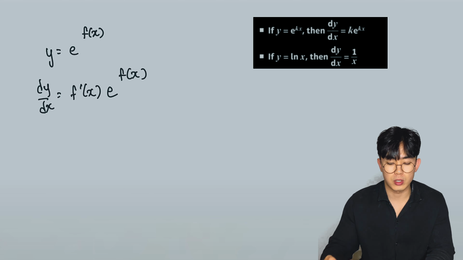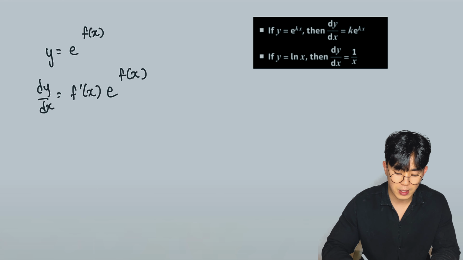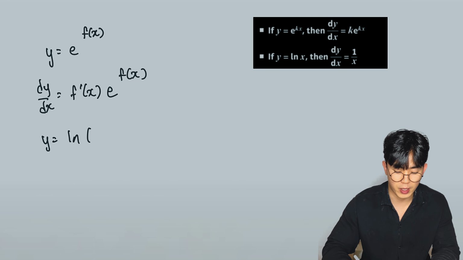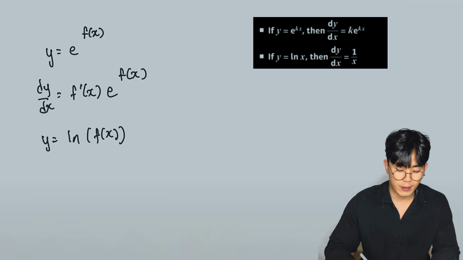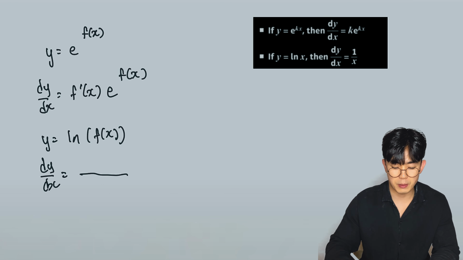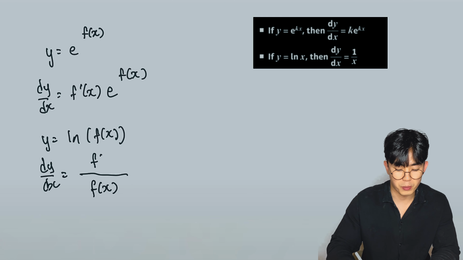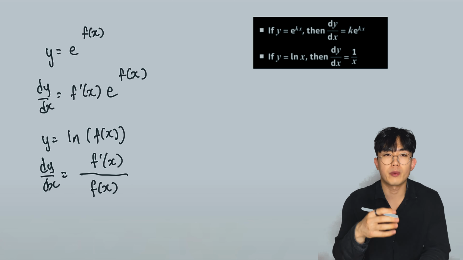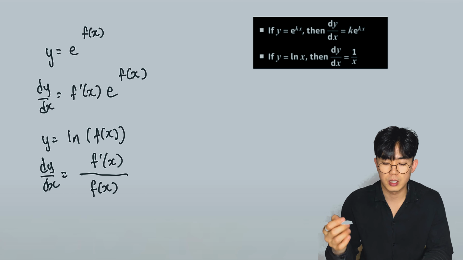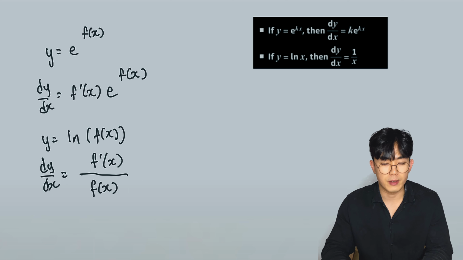Same thing with the natural log term. So if I have y is equal to ln, rather than x, I'm going to write it as a function of x. And if I was to differentiate this, then it automatically becomes a fraction, where the function of x becomes the denominator, and the derivative of that function becomes the numerator. So whenever we differentiate an ln term, it always becomes a fraction. With this too, you can actually differentiate anything you want.